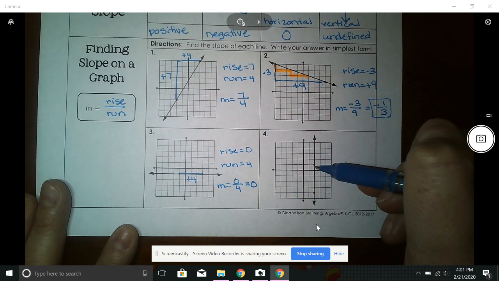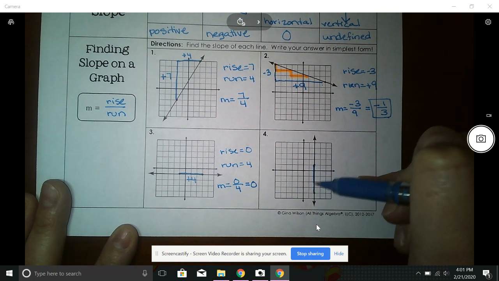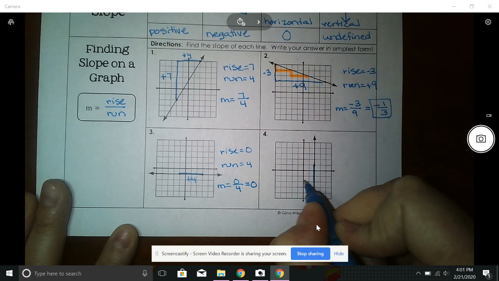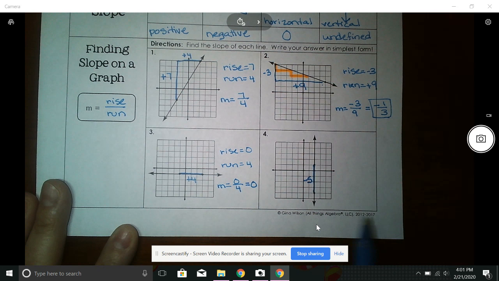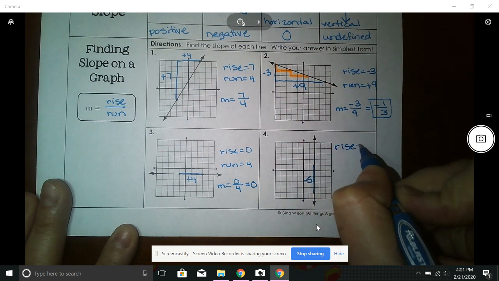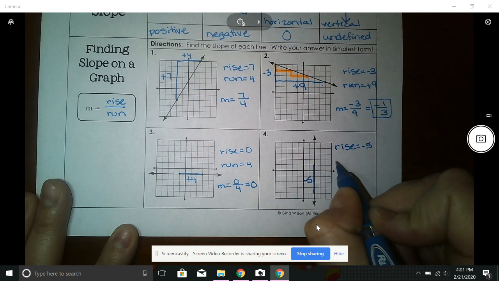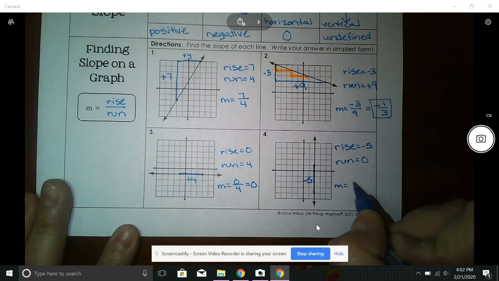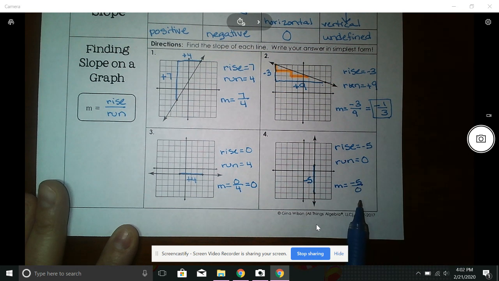If I try to connect the dots, I can rise in a negative direction. I'm going down 1, 2, 3, 4, 5 blocks, but there is no horizontal run. So the rise here is -5. The run is 0. So when the fraction's written out as -5 over 0, we have a problem.